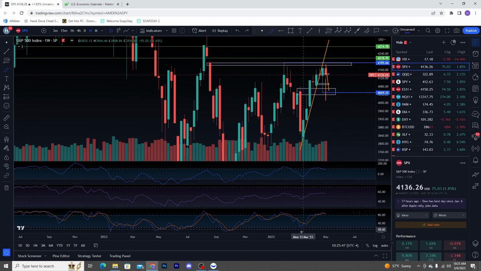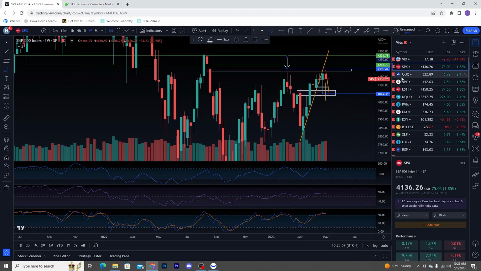And on top of that, we do have the stochastic crossing down. The last time that happened, that was literally that candlestick right here. The next week, it was a flat week. I'm guessing you had a volatile trading week that week, and I know you did.